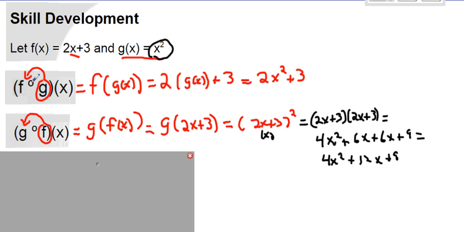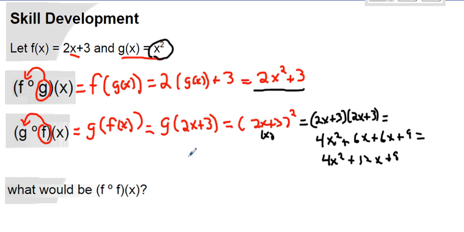Okay, we looked at two different cases. We put g into f, we got 2x squared plus 3. Then we looked at the other case, f of g. We got 4x squared plus 12x plus 9 as our composite function. And that's not the only thing we can do. What would we do if we plugged f into f? So go ahead and pause the video and give it a try, and then I'll work out the solution. Go ahead and do that now, and when you're done, turn the video back on.